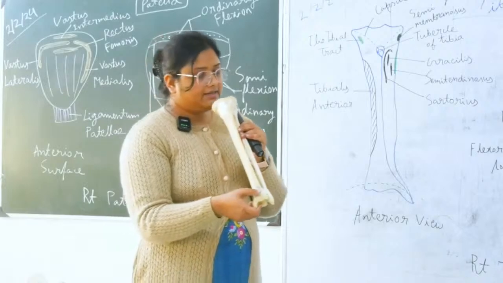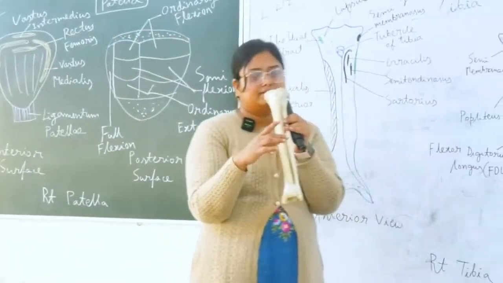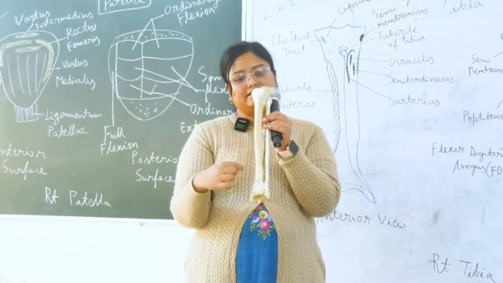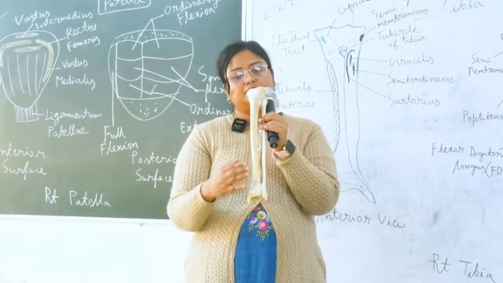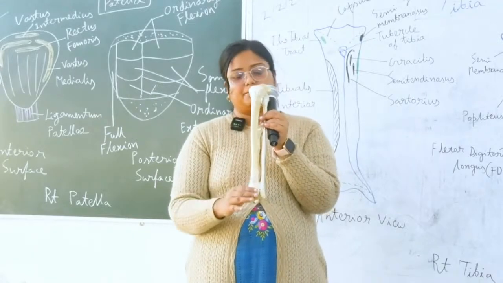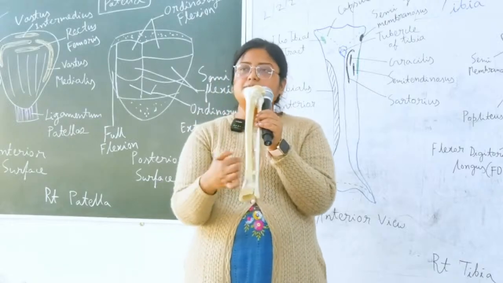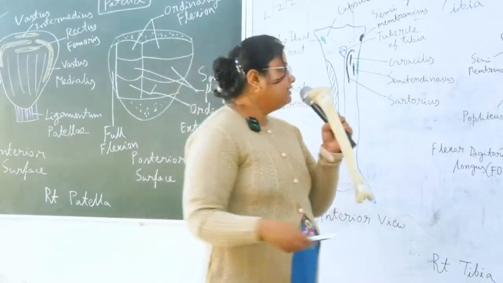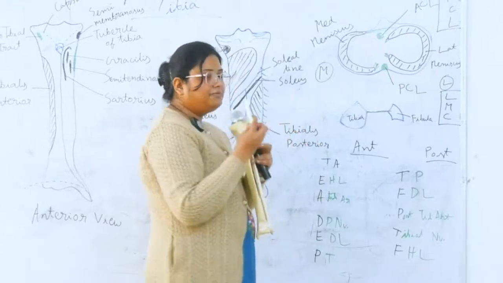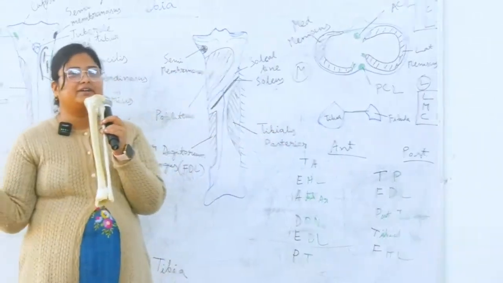The anterior surface is related to some structures. The neurovascular bundles enter from the leg to the dorsum of the foot over this anterior surface. The structures from medial to lateral side begin with the tibialis anterior muscle. Here one mnemonic is present.